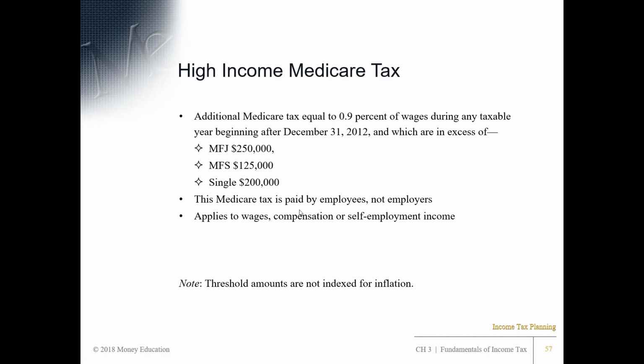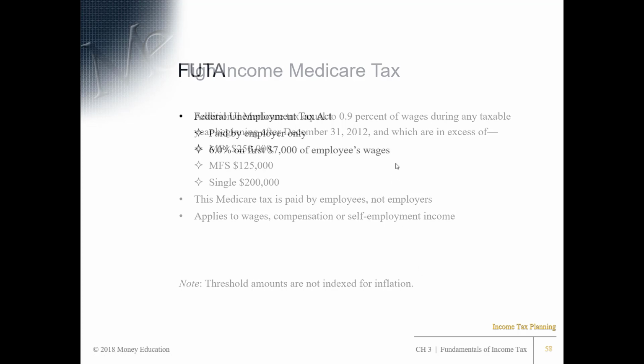High income Medicare tax. Also, there's an additional Medicare tax equal to 0.9% of wages during any taxable year after December 2012 which are in excess of $250,000 for married filing joint, and for married filing separate $125,000 and $200,000 for single. This Medicare tax is paid by employees, not the employer, and it applies to wages, compensation, or self-employment income. These are not adjusted for inflation.